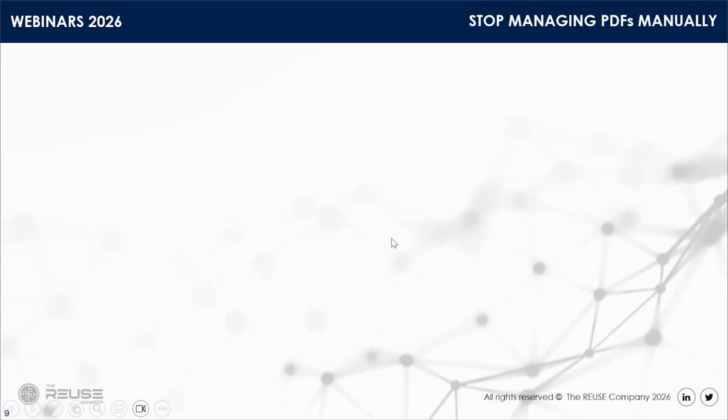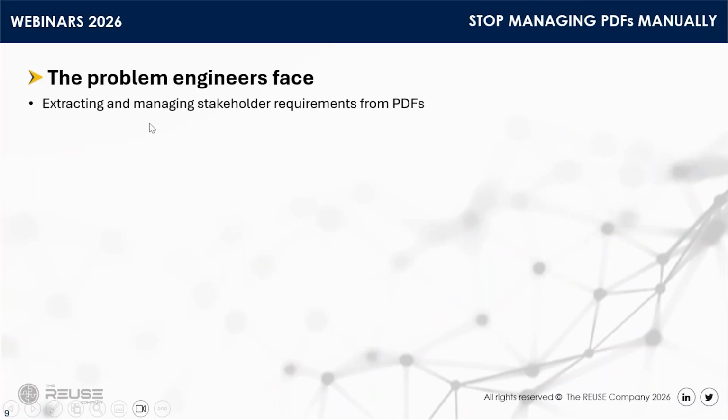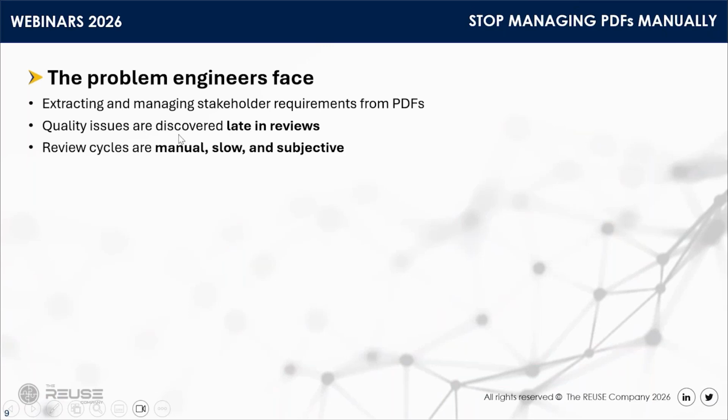With that, now let's see how one can stop managing PDFs manually. The problems an engineer faces: first could be extracting and managing stakeholder requirements. Second, quality issues are discovered late. Review cycles are manual, slow, and could be subjective.